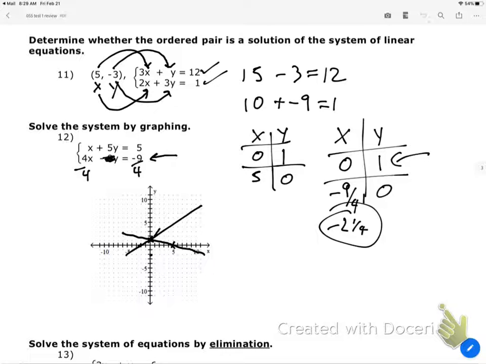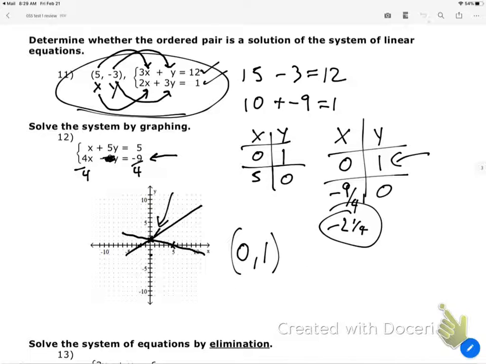So it's a nice whole number. But can you see where this is crossing? It looks like it's crossing at 0, 1. Okay, that's where it's crossing. And again, if you want to test the numbers, if x is 0 and y is 1, yes, I'll get 5. If x is 0 and y is 1, yes, I will get -9. Okay. Right, that's me just checking the numbers.